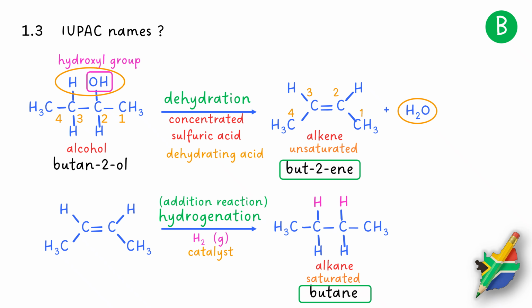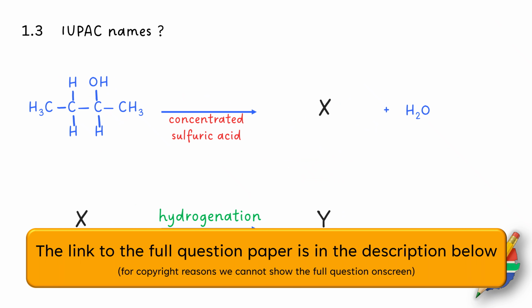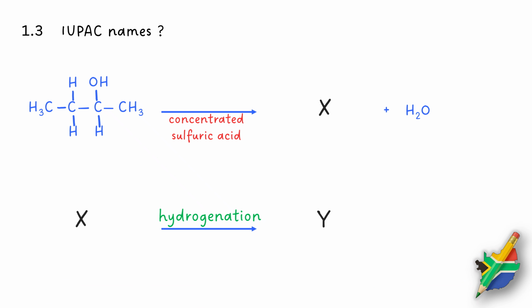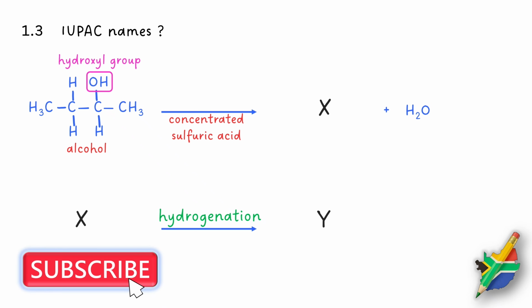We are asked to give the IUPAC names of the two compounds. Here we have called the unknown compounds X and Y. Let's have a look at reaction 1. The reactant molecule is an alcohol. In the paper we were given a condensed formula, but here we have expanded it a bit, which helps us identify it as an alcohol, since we can now see that it has a hydroxyl functional group.